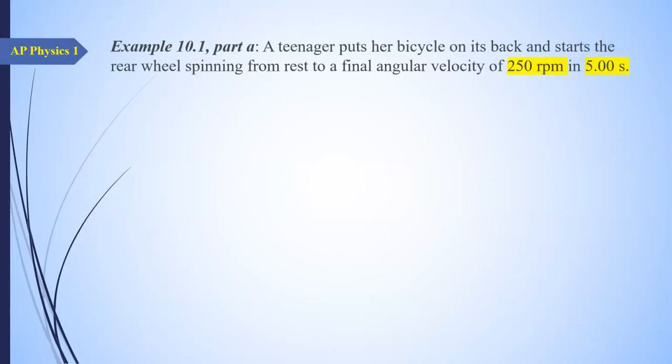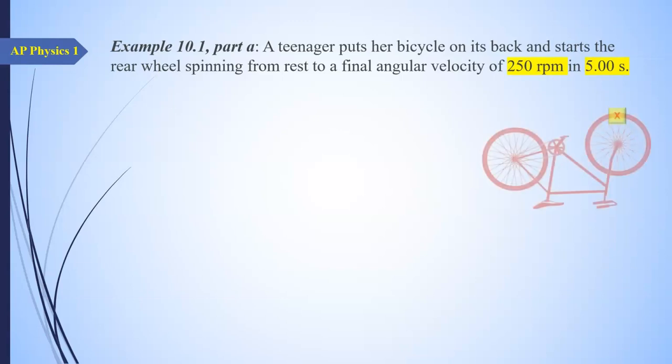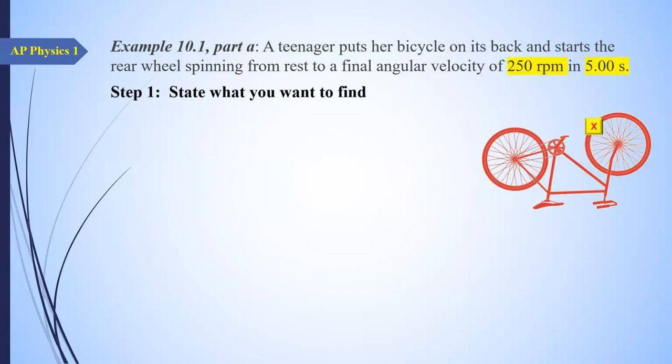So here's an example from your textbook, example 10.1 in chapter 10. Part A: a teenager puts her bicycle on its back and starts the rear wheel spinning from rest, meaning 0, to a final angular velocity of 250 revolutions per minute in 5 seconds. So there you see the wheel is starting to spin, it's speeding up, and it finally gets up to where it's going 250 revolutions per minute after 5 seconds. So state what you want to find. We want to find the angular acceleration of this.